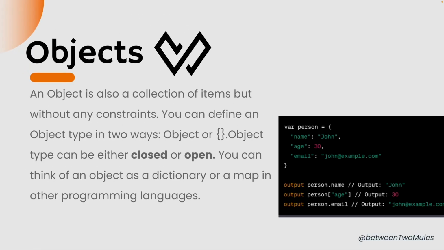So let's move forward. Objects. An object is also a collection of items but without any constraints, meaning you can have multiple data types in an object, and you can define an object in 2 ways, either by simply typing the keyword object or with curly braces. Object type can be either closed or open objects. You can think of an object as a dictionary or a map in other programming languages. For example, we use a dictionary in Python. So the concept is pretty similar in DataWeave as well. We declare key value pairs in an object.